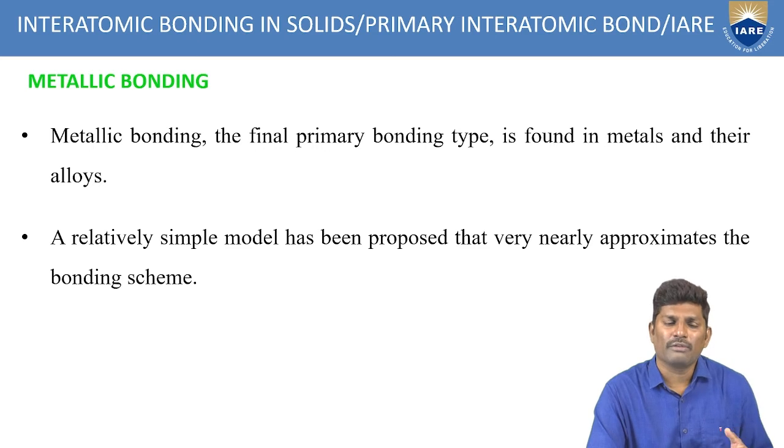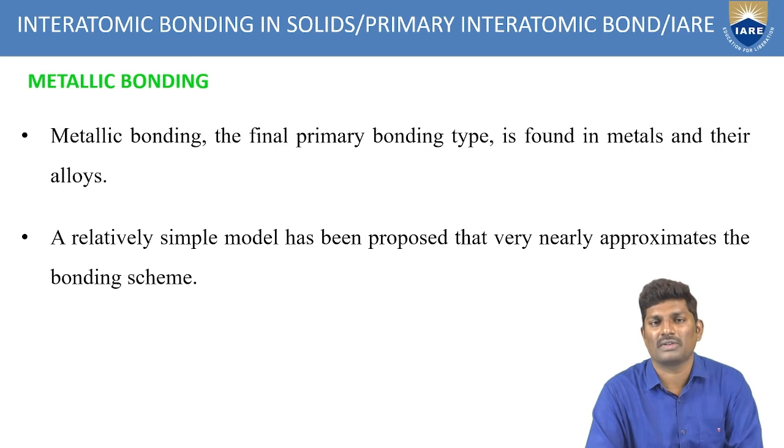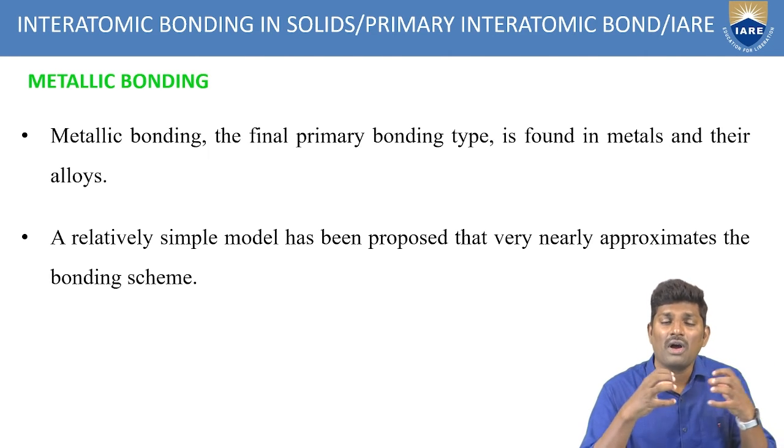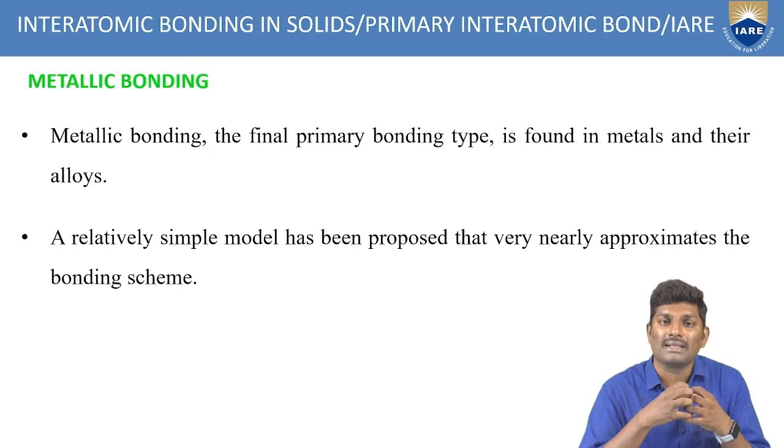There should be a free flow of electrons, whether positive or negative. Metallic bonding can be found in our daily lives. Whatever automobile you have, whatever bicycle you have, even the spoons which we use for dining, all these are in metallic bonding. There is a free flow of electrons, and because of this free flow of electrons, there is a strong bonding between the atoms.